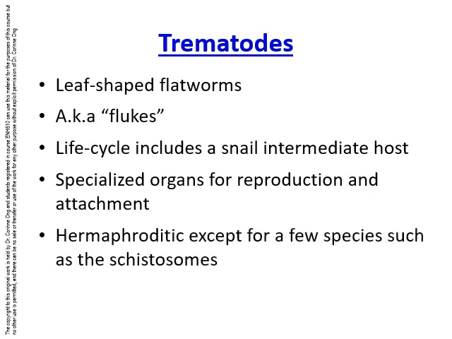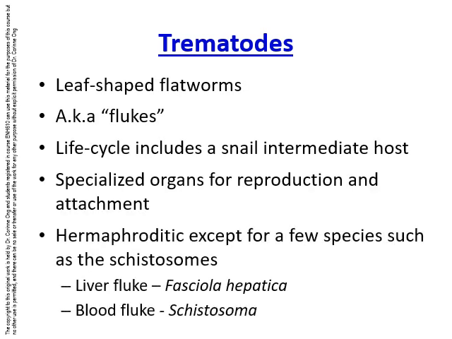Let's move on to some new helminths. This group of helminths is called Trematodes, which are leaf-shaped flatworms, also known as flukes. The life cycle includes a snail intermediate host. Trematodes have specialized organs for reproduction and attachment. Like cestodes, they are also hermaphroditic, except for a few species, such as the schistosomes. In this lecture, we'll look at the liver fluke, Fasciola hepatica, and the blood fluke, Schistosoma.